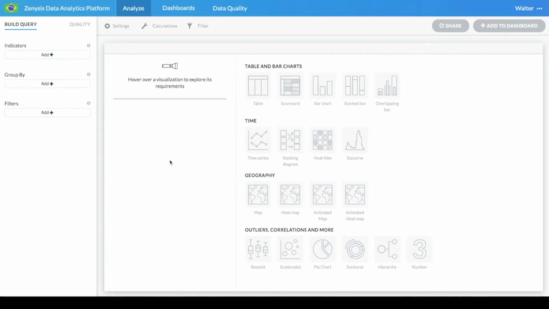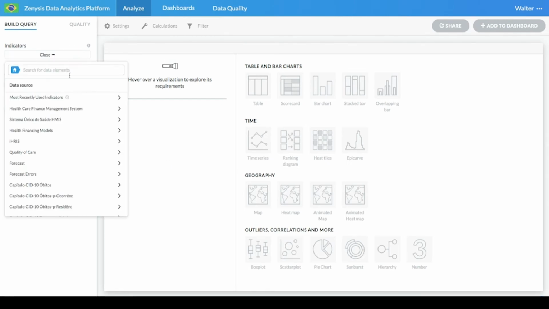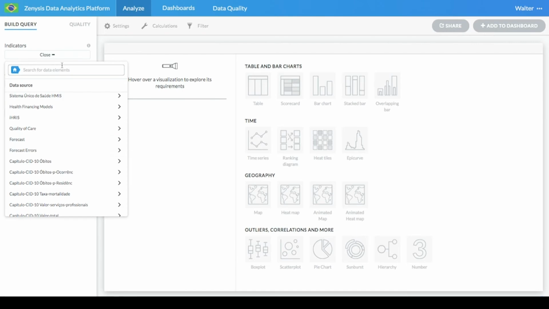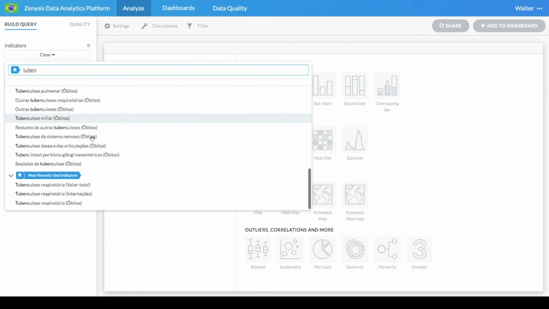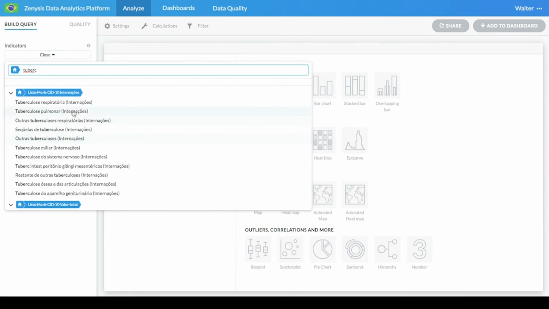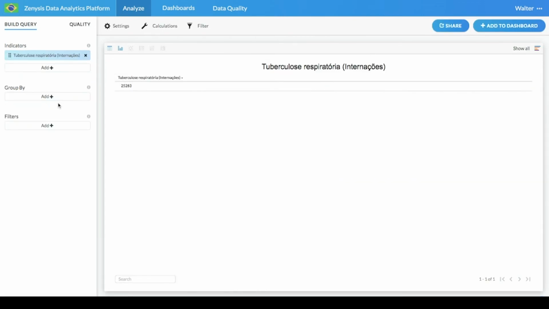So let's begin with a triangulation to surface where we might have a data quality issue. If we wanted to surface, for example, data quality issues as it relates to tuberculosis, well, I could type in tuberculosis and see every integrated information system and integrated indicator that has data related to tuberculosis. And so, for example, we could choose the total number of hospital admissions as a result of respiratory tuberculosis, and now disaggregate this to the municipality level.